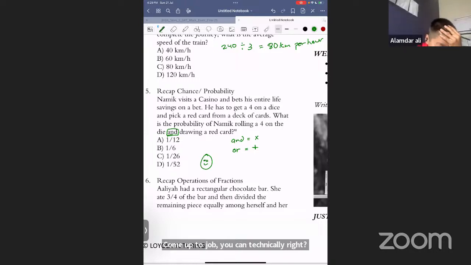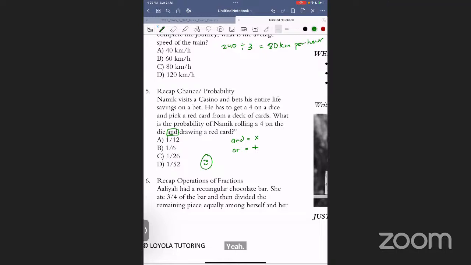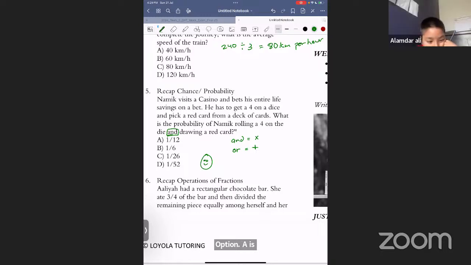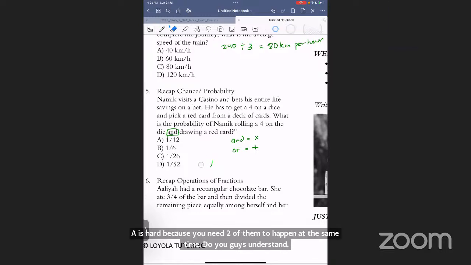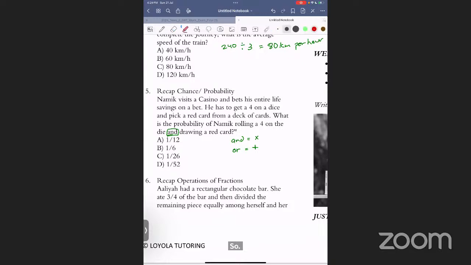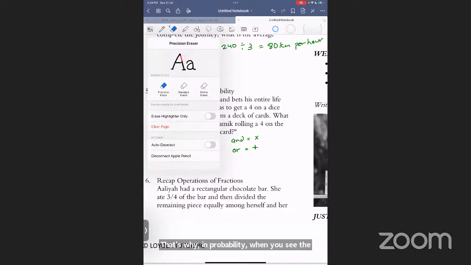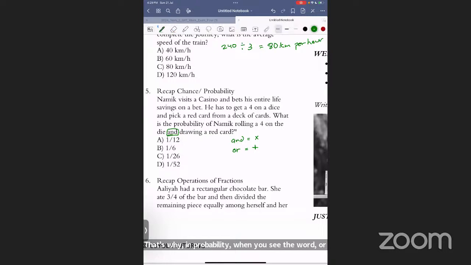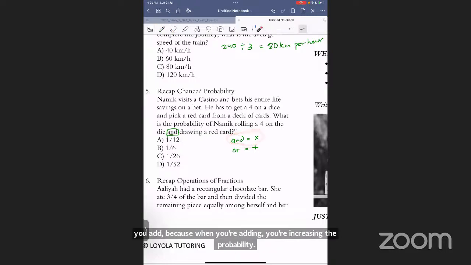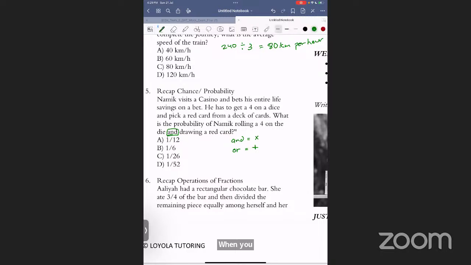So it's easier because you only need one or the other. Option A is hard because you need two of them to happen at the same time. Do you guys understand? Yes. So that's why in probability, when you see the word or, you add, because when you're adding, you're increasing the probability. And strangely, when you multiply with probability, you actually decrease it. And I'll show you why.